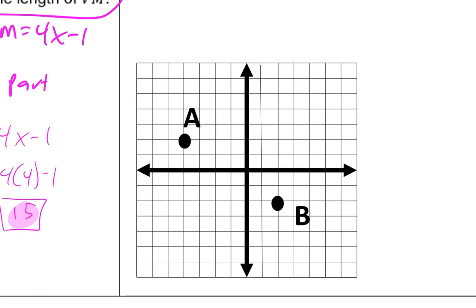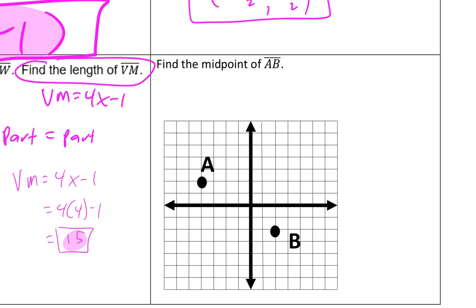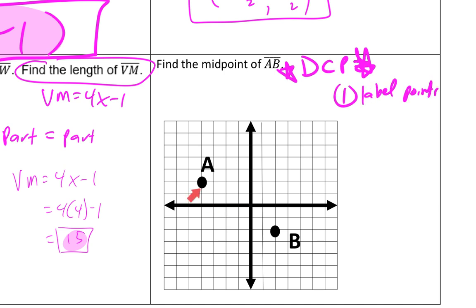What about the midpoint of AB? Okay, so this is a DCP style question. All right, so you're going to remember this one for our DCP. Okay, the midpoint, the first step we're going to do is label points. Okay, so if that's A, if this is 0, right, that's going to be -4, 2. If this is B, then we're going to say that's 2, -2, right? Then the second step we're going to use is the midpoint formula.